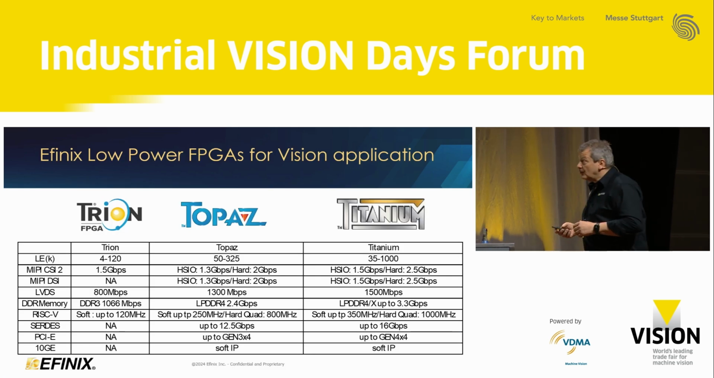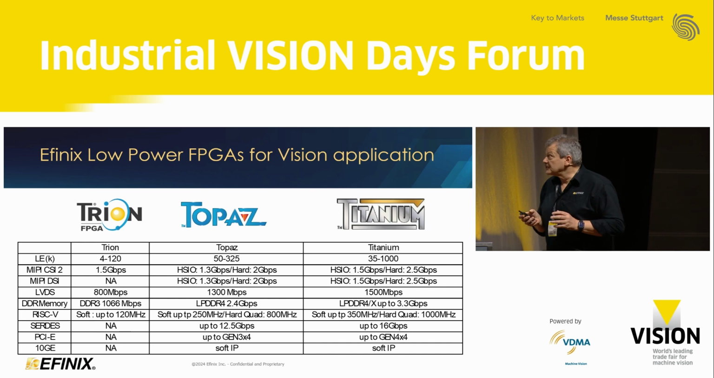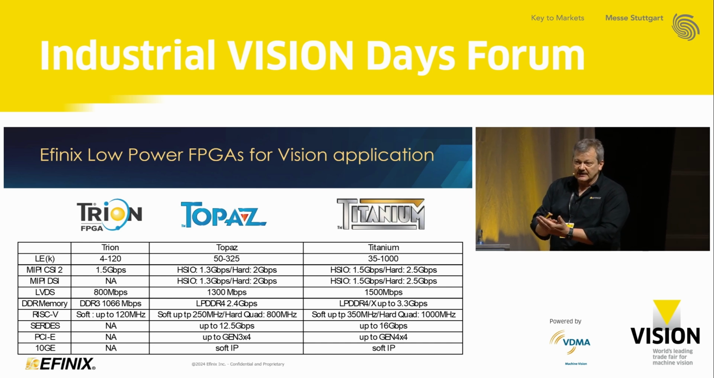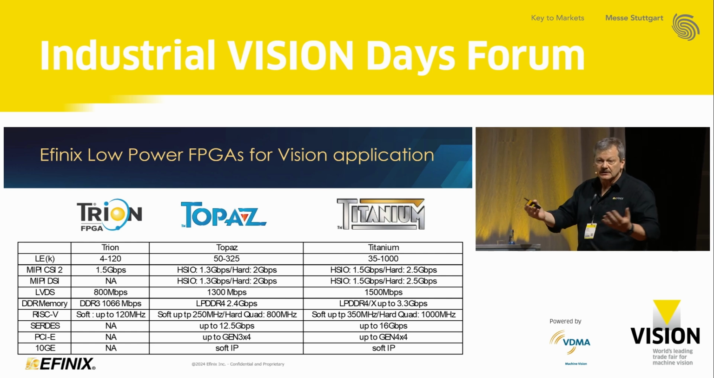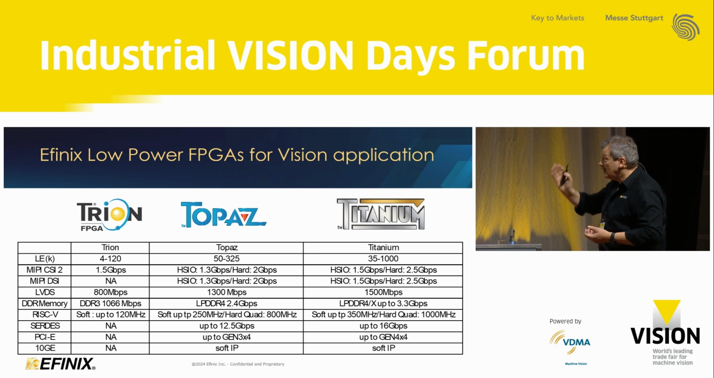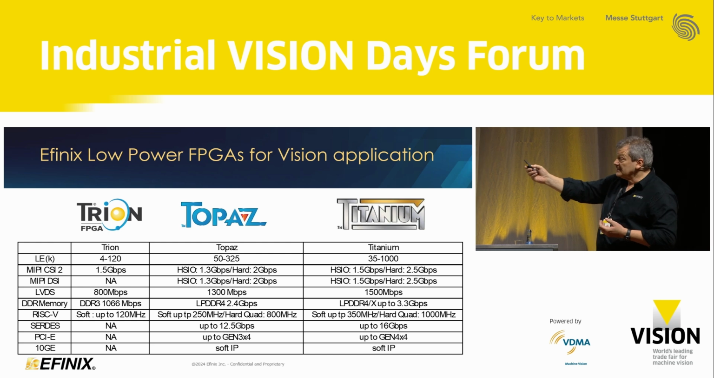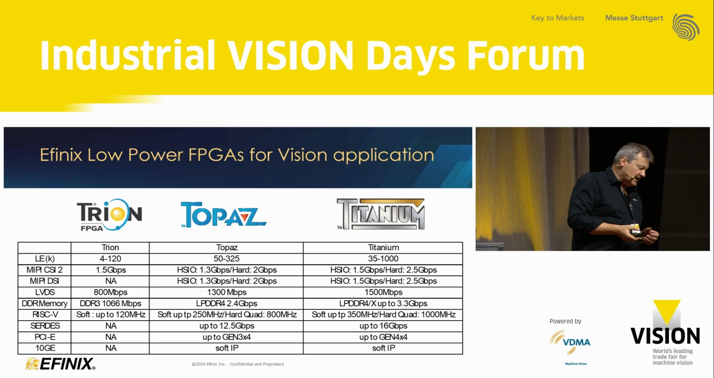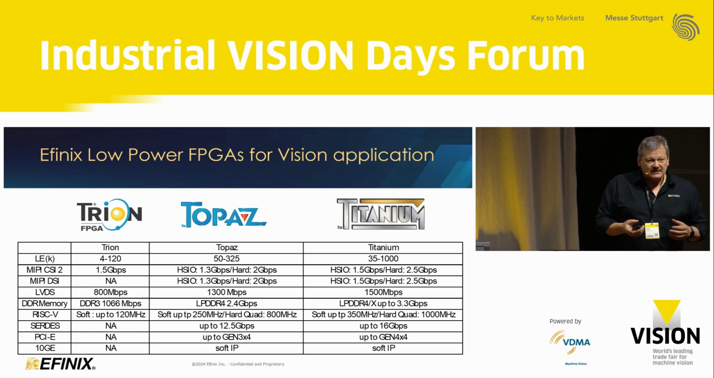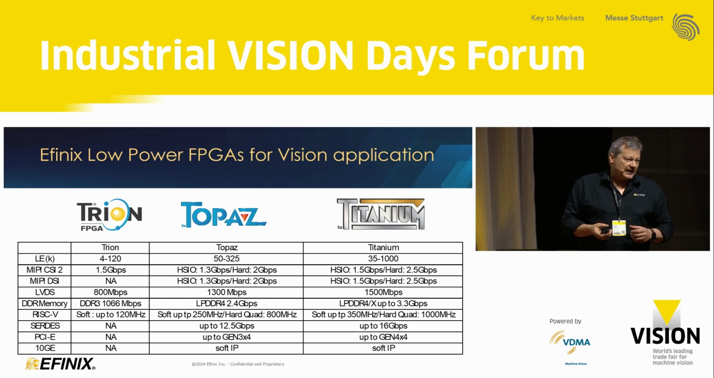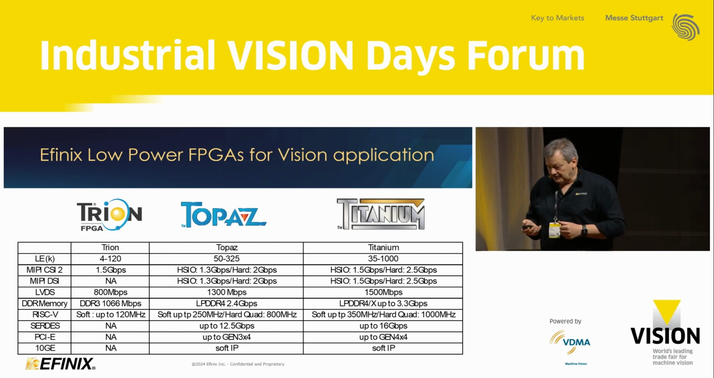Here is an overview, especially for camera or vision applications, because what you are looking for is the MIPI interface and what the speed is, depending on your sensor. Here is an overview of what Trion provides you, what Topaz provides you, and Titanium. Important as well are the memory interfaces, and we chose LPDDR4 or LPDDR4X because this also gives you the power benefit which is usually required in a camera application.